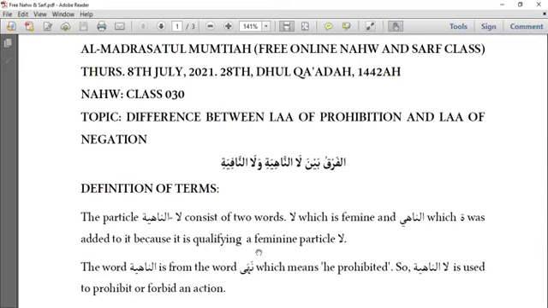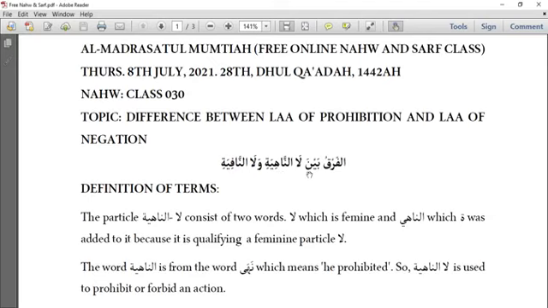We must have heard the term La Nafia and La Nahia. So we want to look at both of them in more detail. La Nahia first. La Nahia is the combination of two terms: La, that is the Lam alif, and Nahia. La, like all Arabic alphabets, is feminine. Nahia is an ismu fa'il and it is an adjective for La.